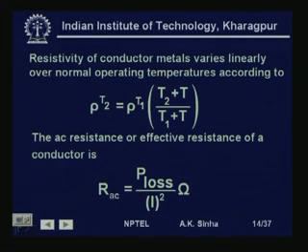Normally, we find the AC resistance from the relationship that the power loss divided by I square gives us the AC resistance of the conductor. That is, you can measure the power loss and the current, and from that we can find out the AC resistance of the conductor. In fact, most of the manufacturers manufacture these conductors in standard sizes, and there are tables available which provide the AC resistance of the conductor per kilometer length.